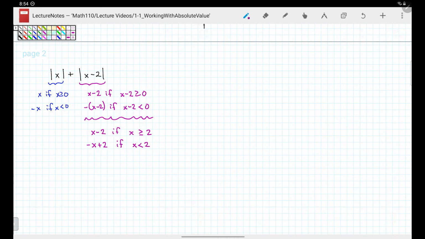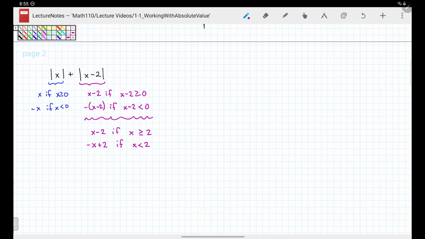Now looking at these pieces, we have kind of 4 different possible combinations depending on whether x is greater than or less than 0, and depending on whether x is greater than or less than 2. Okay? And so I say 4 different choices, but there's one choice that's not an option. It's not possible for x to be both greater than 2 and less than 0. Okay, so basically we have 0 and 2 as breaking points.